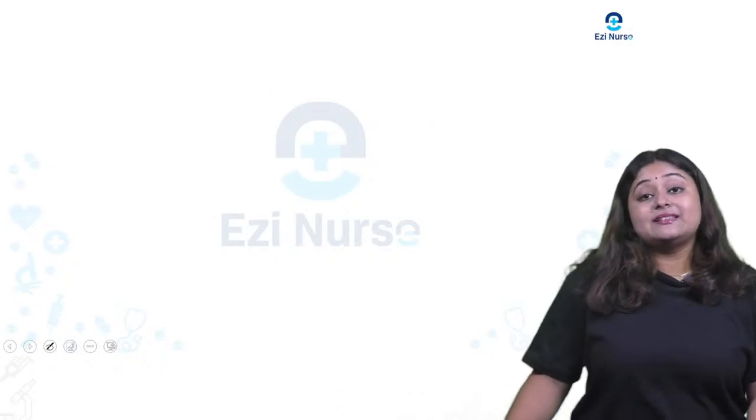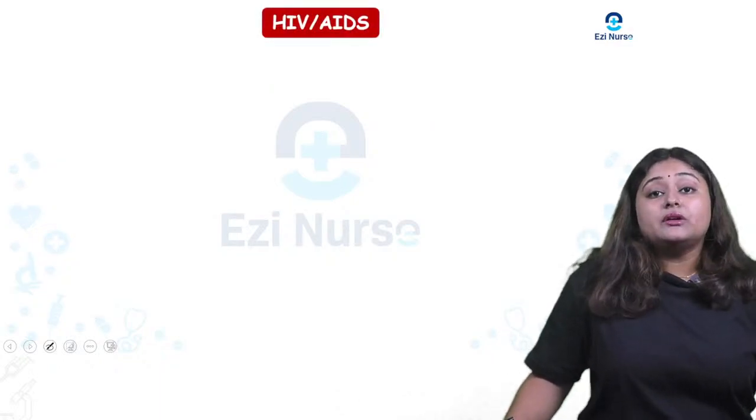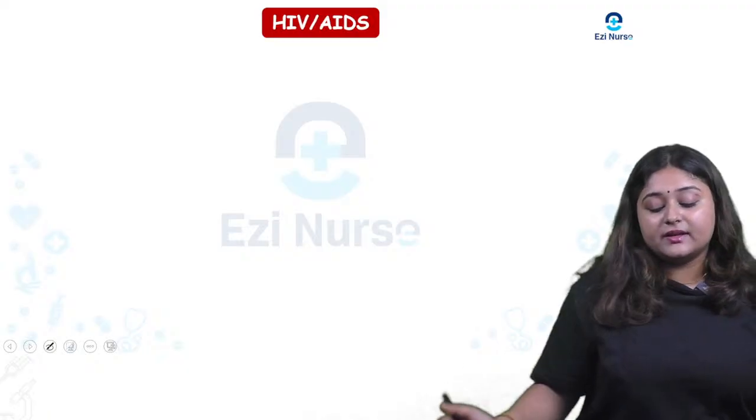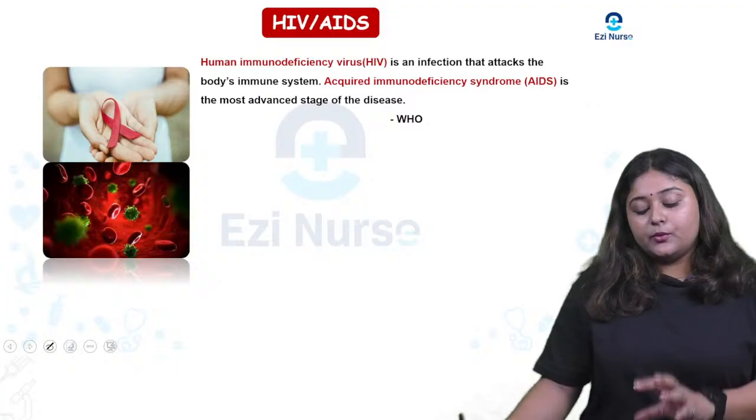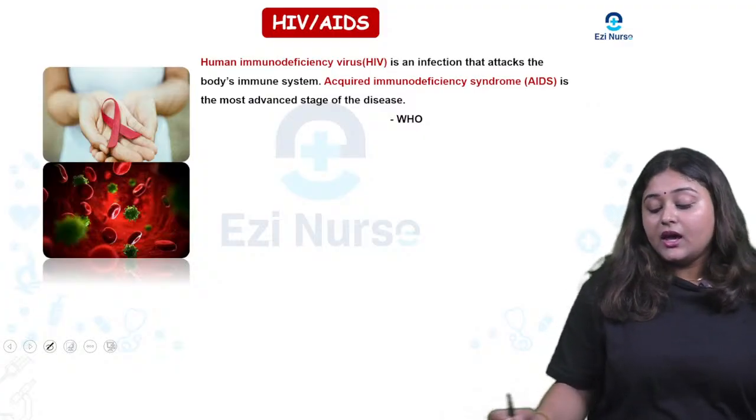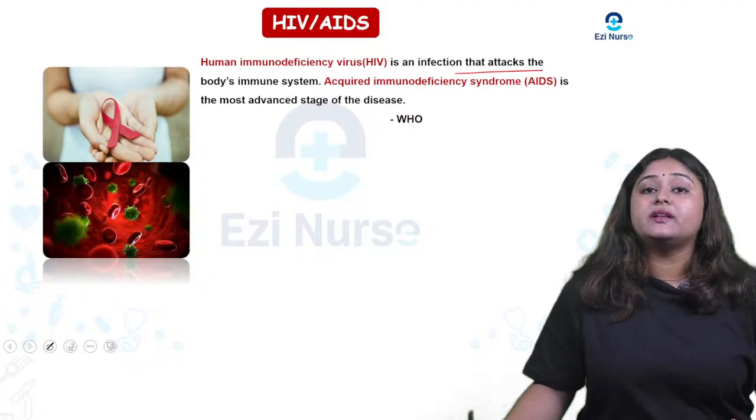Okay, so these all are the secondary reconstruction. Now come to the next important topic, that is HIV or AIDS. So what is this? The human immunodeficiency virus, or HIV, is an infection which attacks the body's immune system.